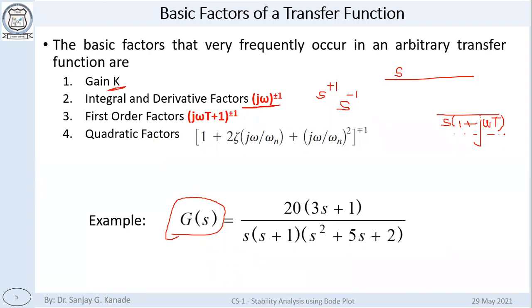And there could be quadratic factors. If there are higher order factors, they can obviously decompose into first order factors. Even the quadratic factor can also be decomposed into first order factors, right? So what we are going to see is, as I just said, that Bode plot makes an approximation, or better way it is called, asymptotic approximation of the magnitude plot. And that is how we are going to draw the plots.